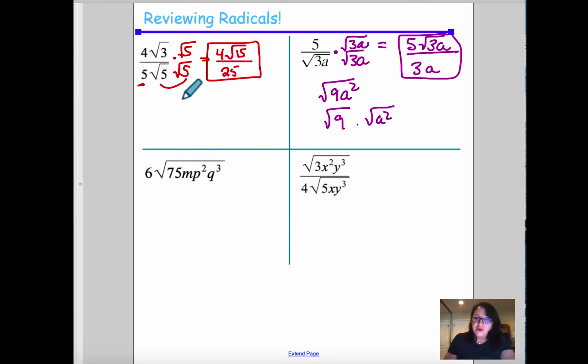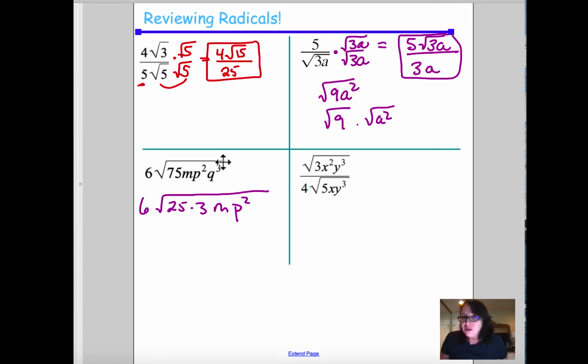For this problem here on the left, again, it's a square root. So you're looking for values that you can take 2 of out. So the 6 is going to stay there. But root 75 actually is going to be 25 times 3. M is going to stay. P squared, that's going to come out because that's a perfect square. And then we're going to have Q to the third power. I'm going to make that Q squared times Q.